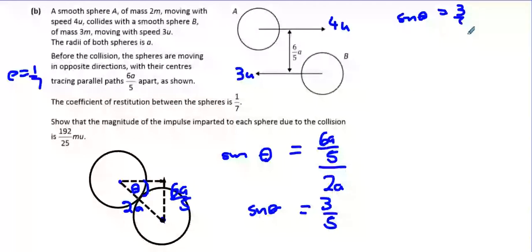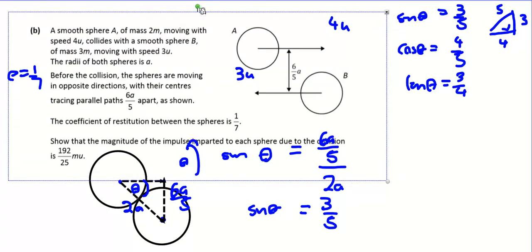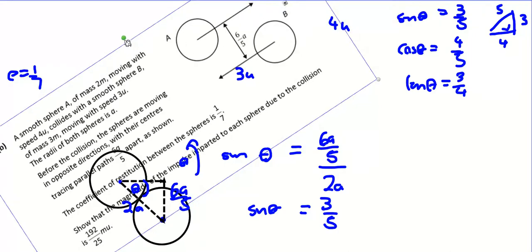So now we know that sine theta is 3 over 5. It's going to be a 3, 4, 5 triangle. We know that cos theta is going to be 4 over 5, using Pythagoras' theorem. And then tan theta is 3 over 4, though we probably don't need tan theta. Now I'm going to propose that we rotate the full question an angle theta anti-clockwise. So essentially I'm rotating it so it's flat like this.